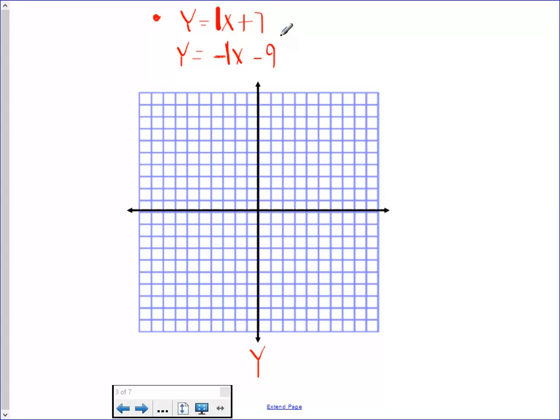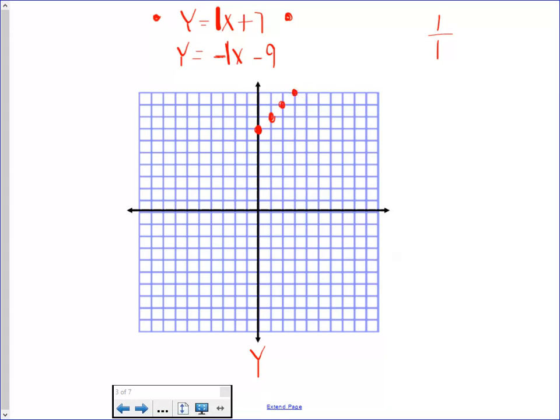All right, someone tell me where I should make my first point on my top equation. 7. I'm going to go up 1, 2, 3, 4, 5, 6, 7. For my top equation, the first thing you should have done was make a point at 7. Then what should I have done? My slope is 1. If you want to, you can make it a fraction. So up 1, right 1, up 1, right 1, up 1, right 1.